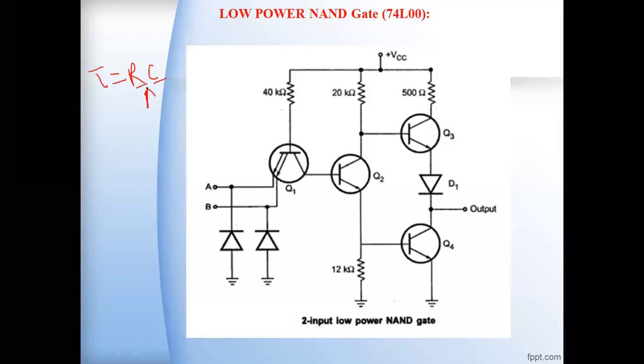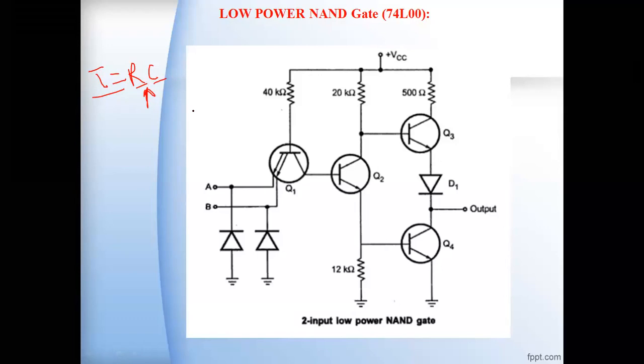When you have changed the resistor value, which has an impact on the tau, the propagation delay of the circuit will increase. So that's why, when you have higher resistor values in the circuit, the power consumption will be low at the expense of the propagation delay.